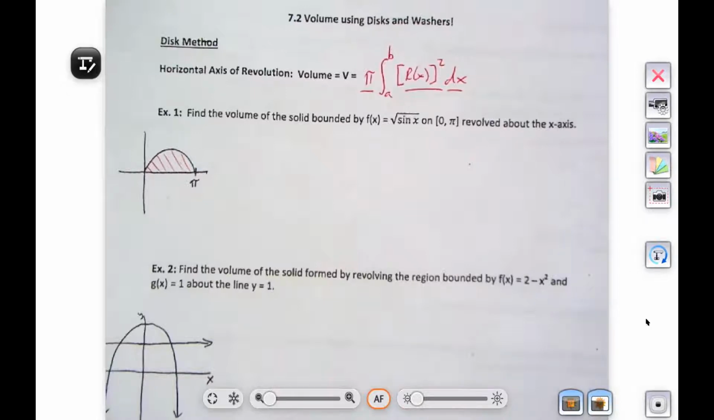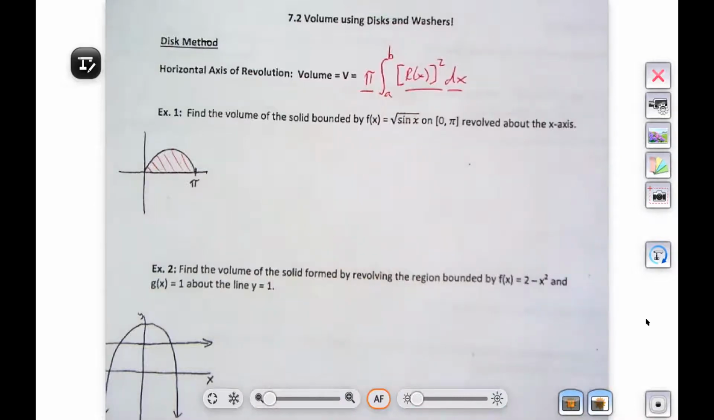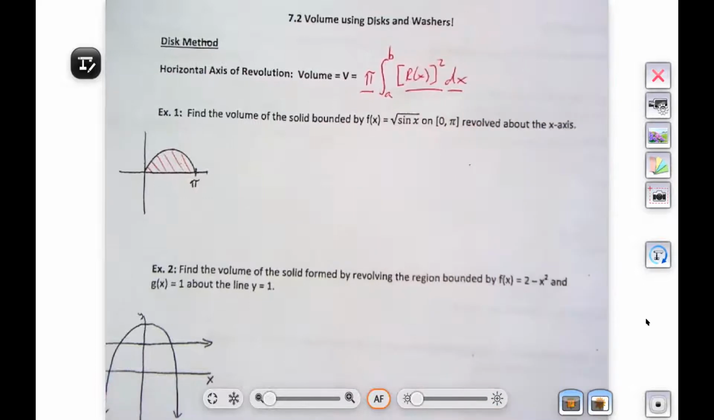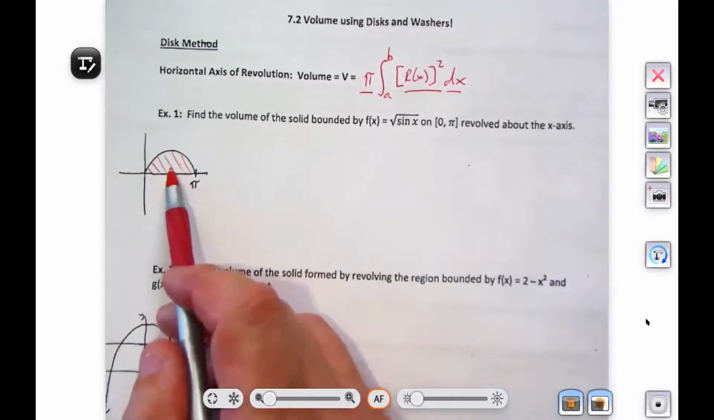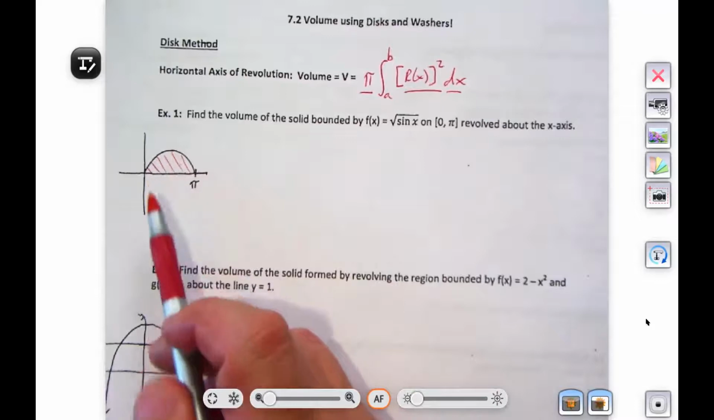The hardest part about these problems, and I'm not going to say it's hard, but the hardest part is figuring out what the radius is. What is that function that we need to put inside the integral? That's what we're going to spend most of our time on today: how do we find that function? So let's dive into this first problem. I have this region where we're spinning it around the x-axis.